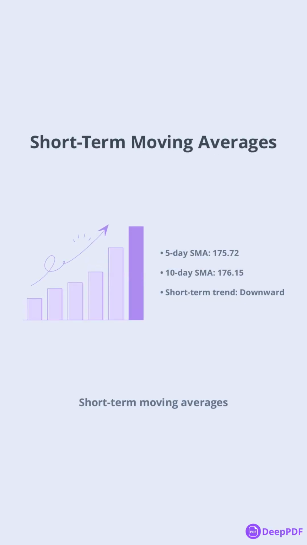Short-term moving averages, such as the 5-day and 10-day SMA and EMA, are essential for identifying immediate price trends. For TXN, the 5-day SMA stands at 175.72, while the 10-day SMA is at 176.15. Both are slightly above the current price, suggesting recent downward momentum. The EMAs, which react more quickly to price changes, mirror this trend. This alignment indicates that TXN has faced short-term selling pressure. Let's see how this compares with longer-term averages.